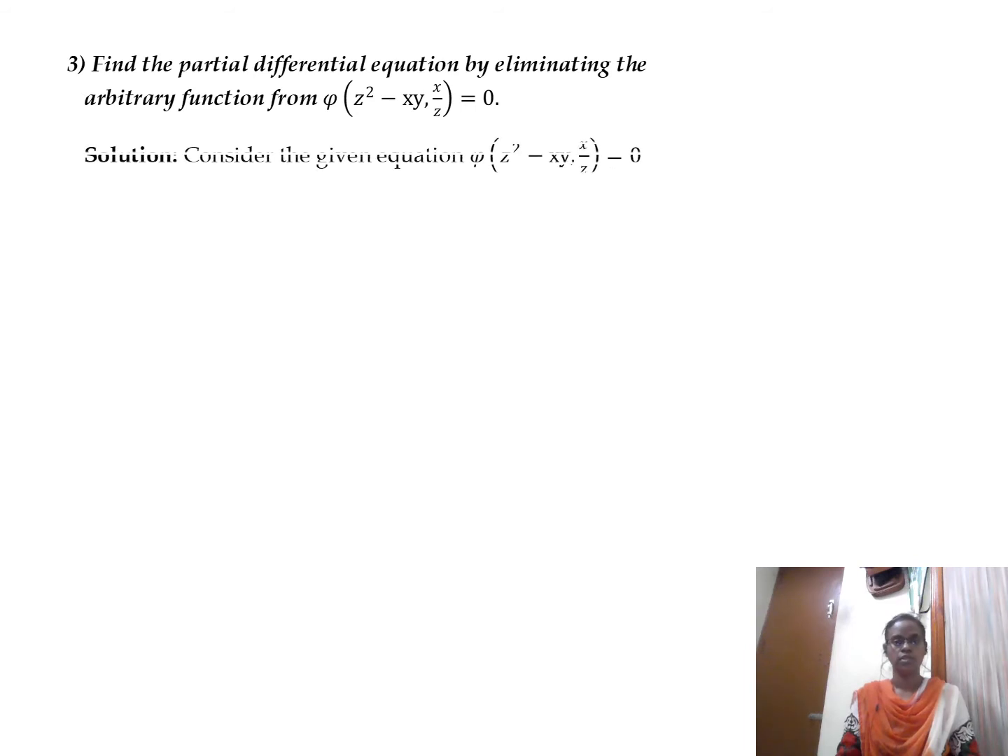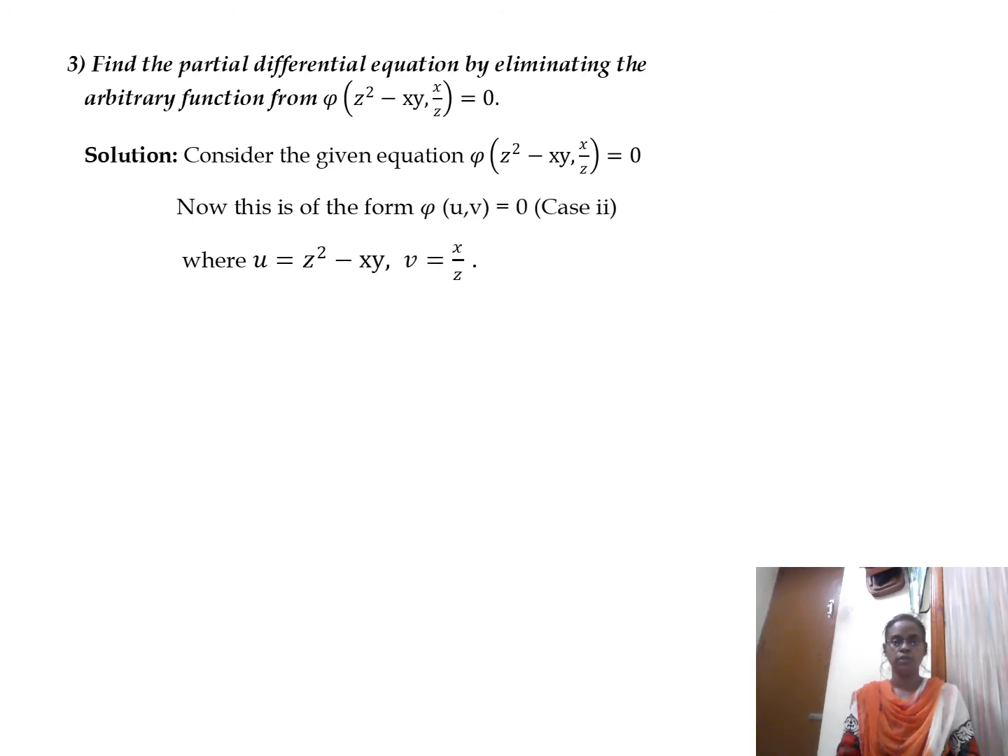Let us move on to the next problem. Find the PDE by eliminating the function phi from phi of z squared minus xy, comma xyz equal to 0. Now look at this equation. This is not the usual form. We have a specific form here, phi of u comma v equal to 0.